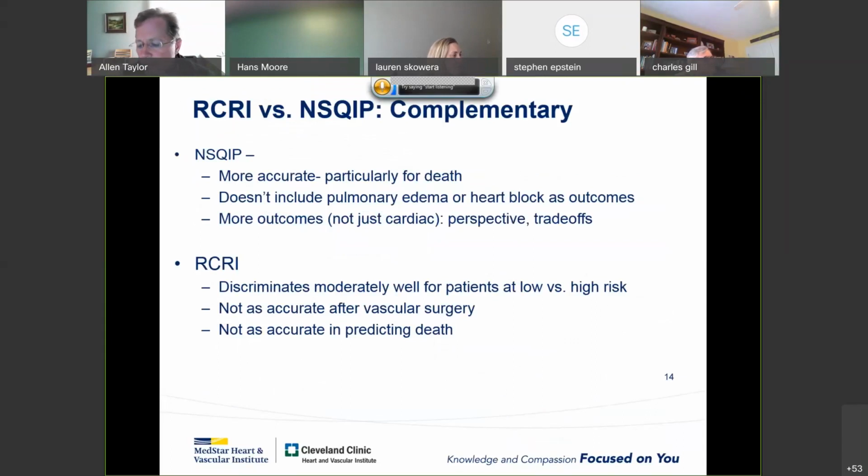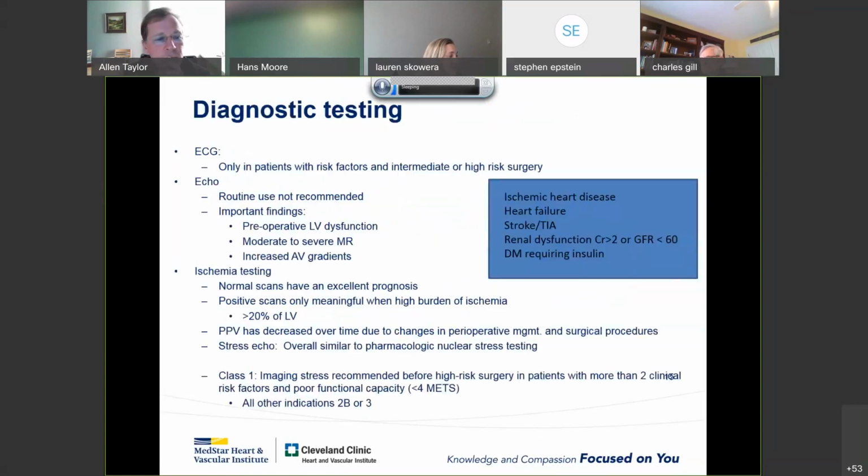So most recommendations that are written about these tools suggest doing more than one, saying they are complementary. The NSQIP is more accurate, particularly for death. It doesn't include some outcomes that the RCRI includes, like pulmonary edema and heart block. And the RCRI discriminates moderately well for low versus high risk, but it doesn't include death. So doing both has some value. But again, they identify low risk, and the positive predictive value for both is low. So we move on to diagnostic testing.